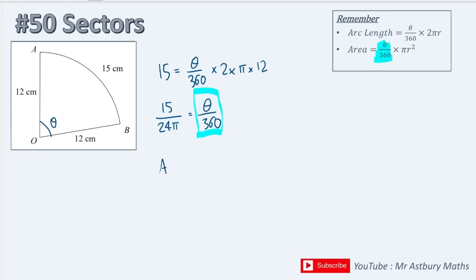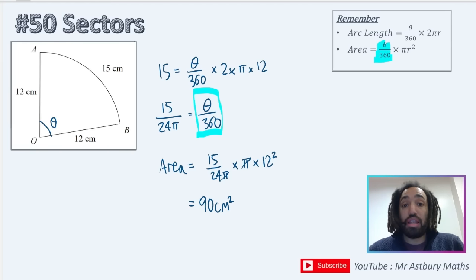So now I'm going to work out the area, and I'm going to use that theta over 360, which is 15 over 24 pi, and I'm going to multiply that by pi r squared. Nice and neatly, the pi's will cancel, and then I can put the rest into my calculator. And that gives me 90 centimeters squared.